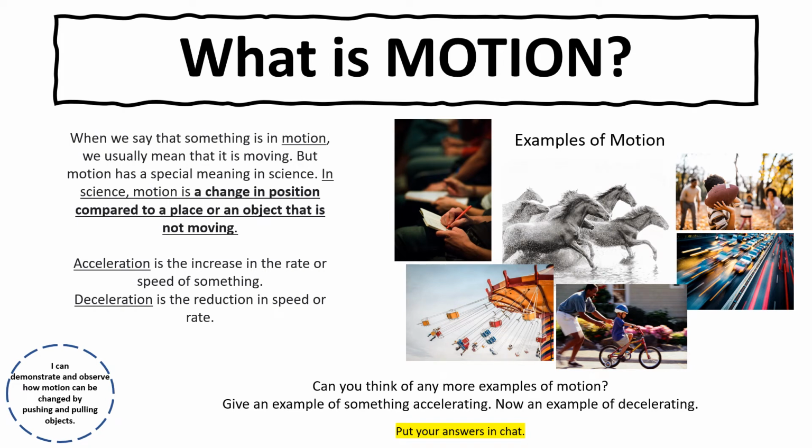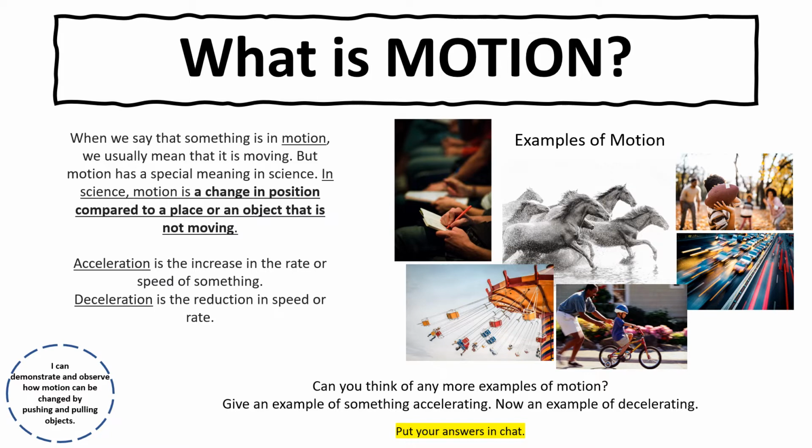When we say that something is in motion, we usually mean that it is moving, but motion has a special meaning in science. In science, motion is a change in position compared to a place or an object that is not moving. Here are some examples of motion, which we see every day. Acceleration is the increase in the rate or speed of something. Deceleration is the reduction in speed or rate.